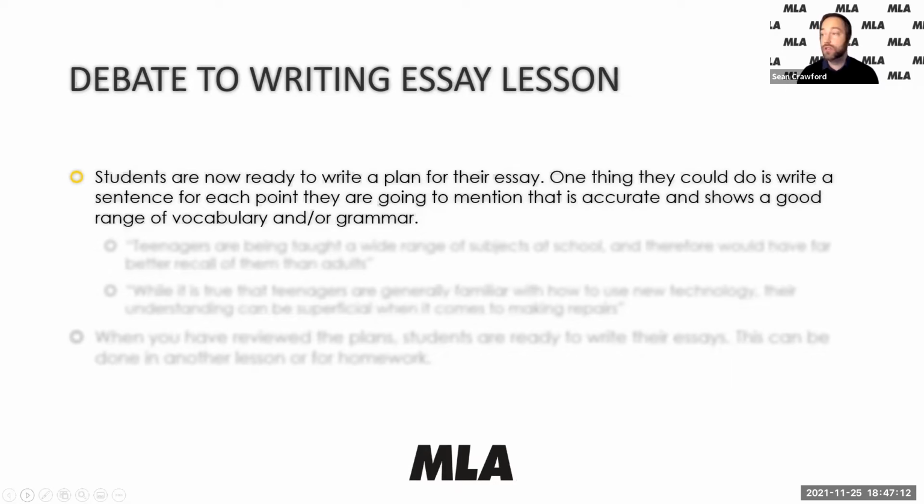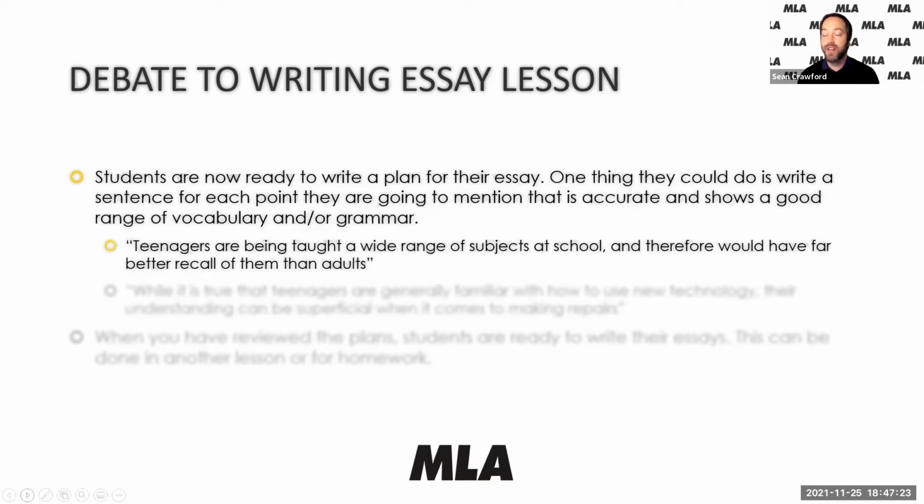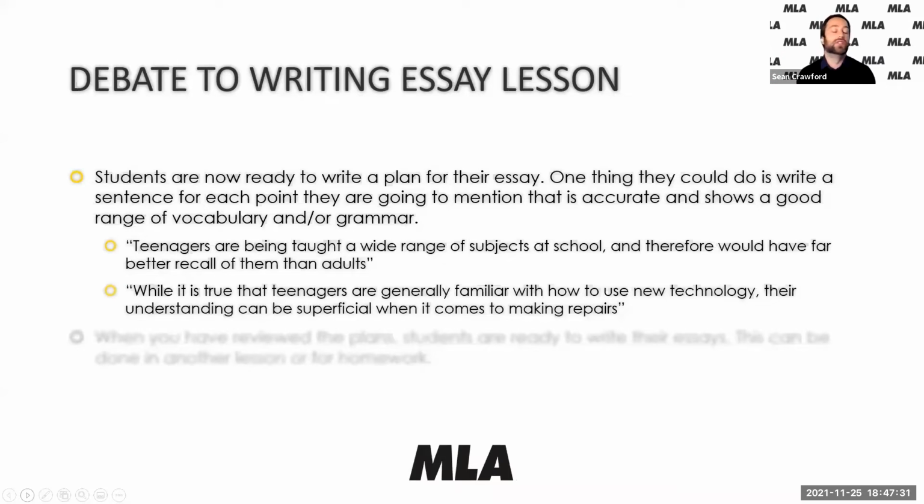One thing they could do as a bit of practice is write a sentence for each point they're going to mention that is accurate and shows a good range of vocabulary or grammar. So here are some ideas that I came up with, and you could use these as prompts to show what kind of thing you are talking about when you're saying a good range of vocabulary, good range of grammar.